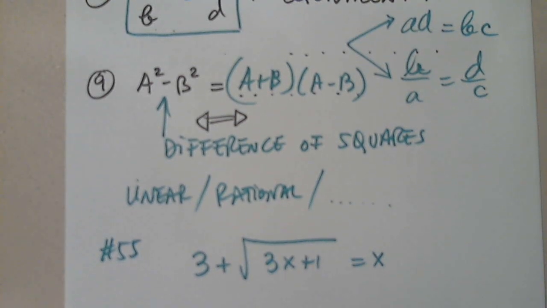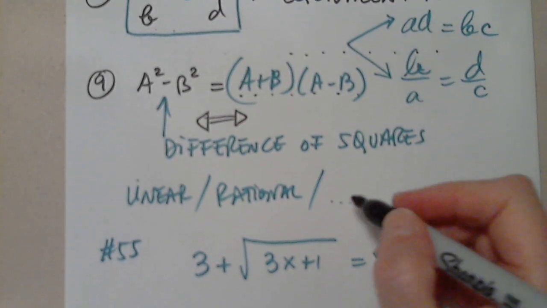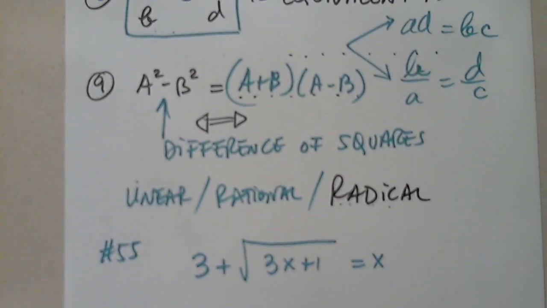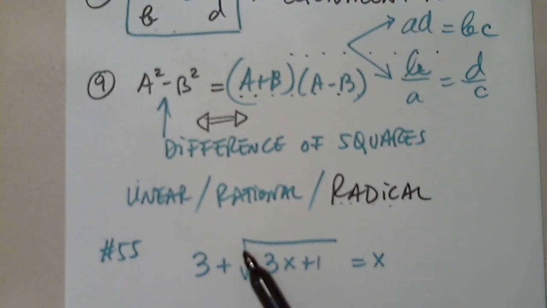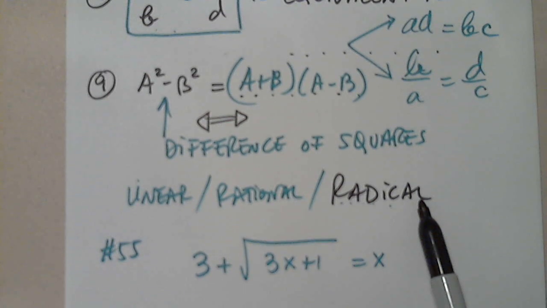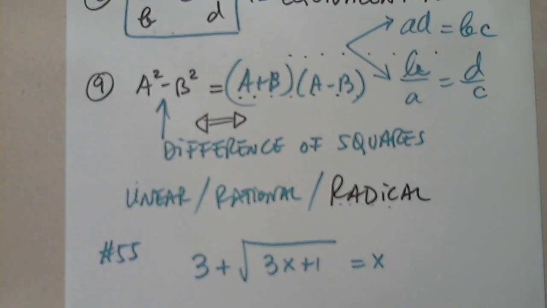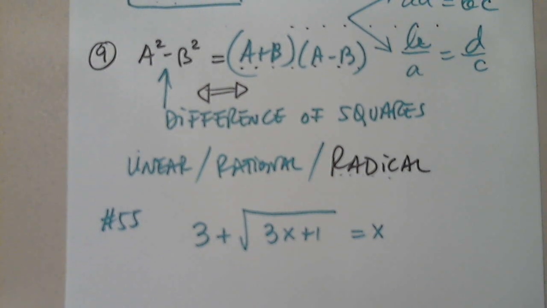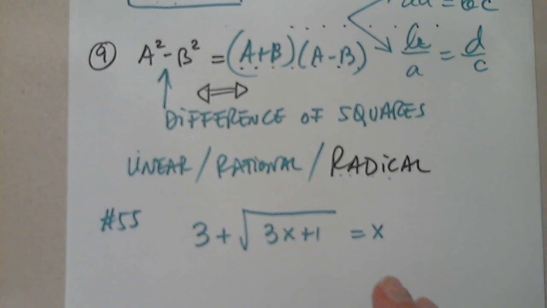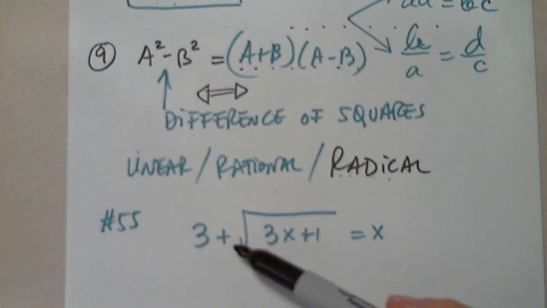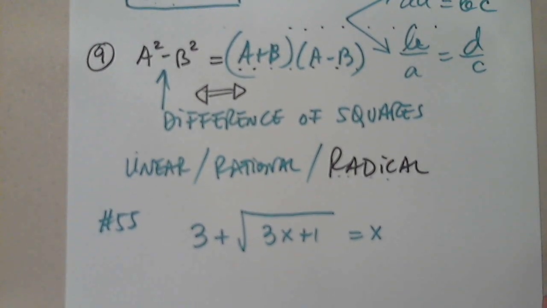What do you think this equation is all about? Radical. Absolutely. How do I know? By simply reading it or looking at it, right? 3 plus the square root, so it's radical, equals x. Radical equations can have 1, 2, 3 radicals. We're going to look at simple ones. I didn't see yet equations with 2 radicals, but we can talk about them, of course.